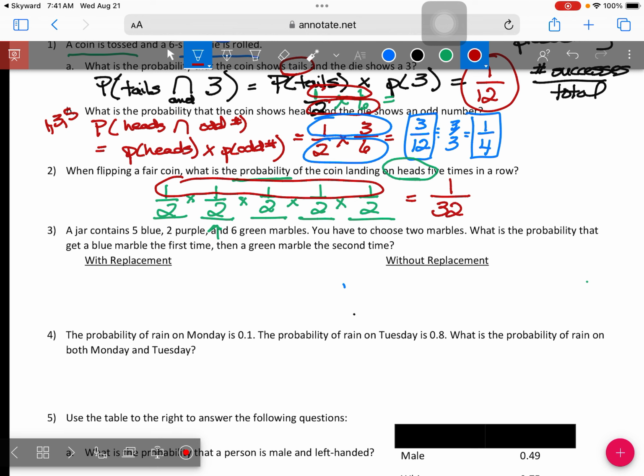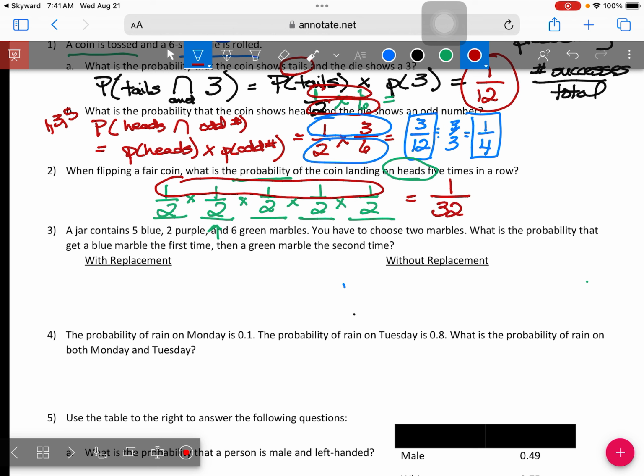All right, number 3. We got our marbles now. A jar contains 5 blue, 2 purple, and 6 green marbles. You have to choose 2 marbles. What is the probability that you get a blue marble the first time and a green marble the second time? Okay. Well, in the first one, we're talking about with replacement. That means you are putting the first marble back into the jar. First marble, whatever it is you pick, goes back in the jar.